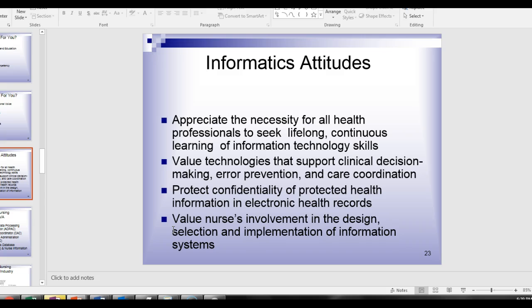And then you have to value the nurse's involvement in the design, selection, and implementation of information systems. We know what goes in and out of a hospital, what it takes for a doctor to put in an order or an advanced provider to put in an order, what it takes in the OR to document. You know who documents the most? The nurses. And so a nurse's involvement in designing something should be valued overall.